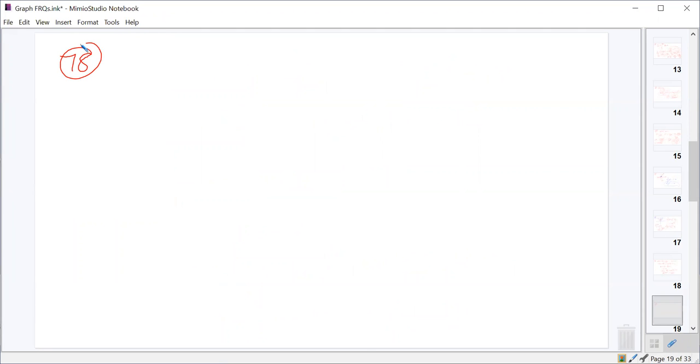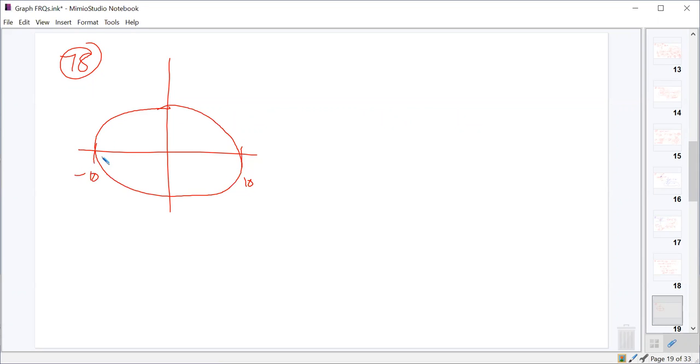All right. We've got an ellipse that has a major axis of 20 and a minor axis of 10. I guess it doesn't really matter which way we orient it. Let's just orient it this way. The major axis is 20, so that'll be 10, and this will be negative 10. And the minor axis is 10, so this will be 5, and this will be negative 5. And we are looking for the maximum area of an inscribed rectangle.